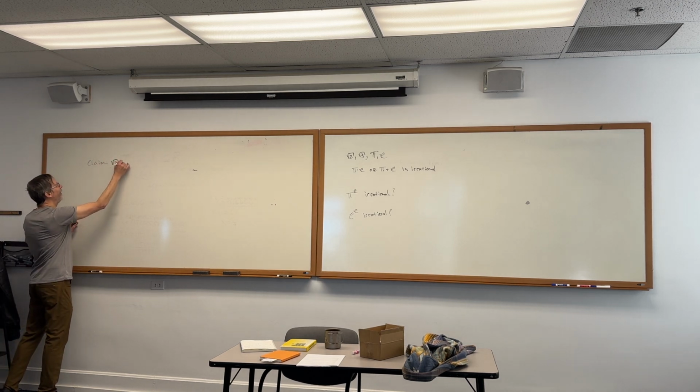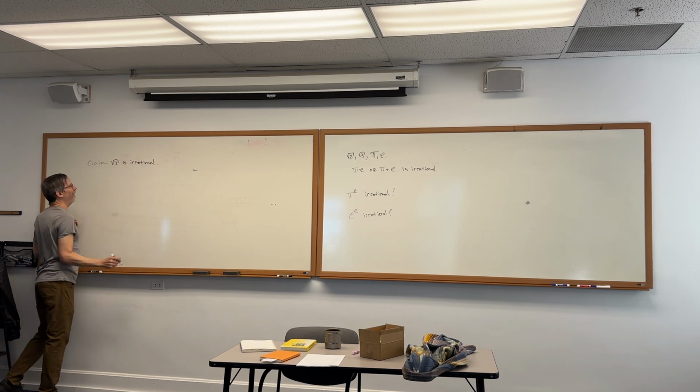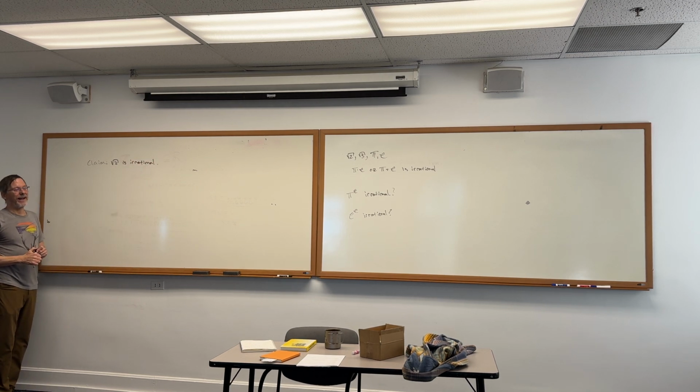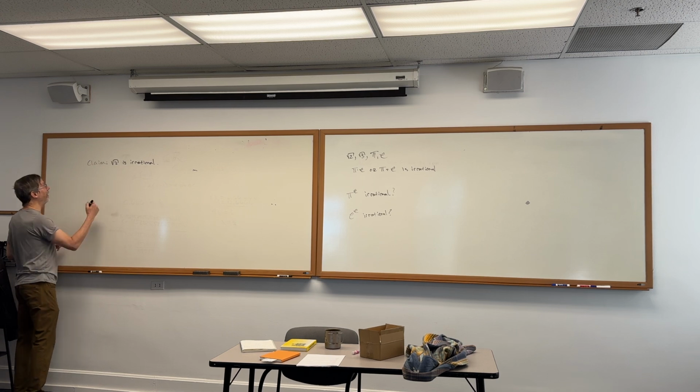Claim: square root of 2 is irrational. So I'm going to show you the old school proof, and then we'll look at the new school one. I don't know how new school it is. I mean, all this math is like 100 years old plus, but it's newer than the pyramids. So we got that going for us.